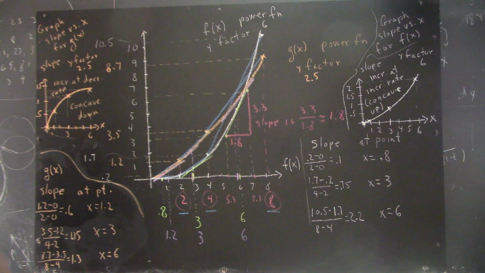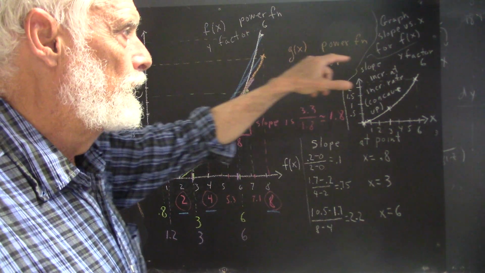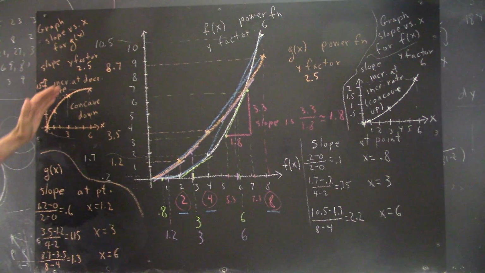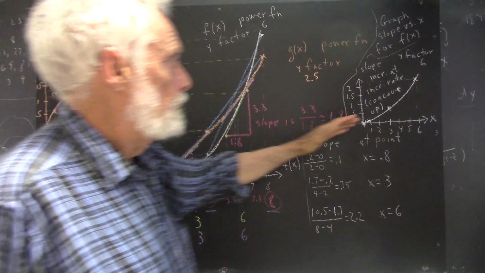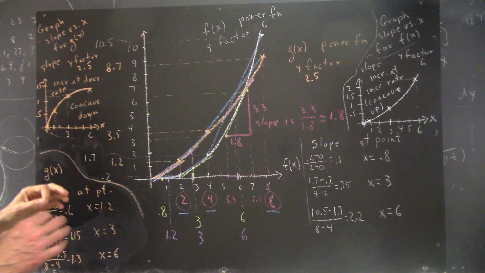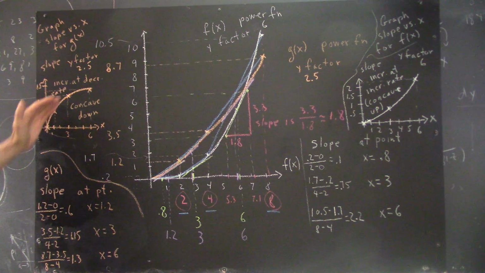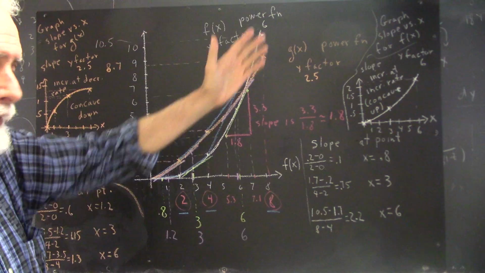We should be able to conjecture something here. Think about what you could conjecture. What's going to happen if you change the y factor gradually from 2.5 to 6? You're going to go from a graph that looks like this to a graph that looks like this. So the graph of the slope of the tangent line will go from concave down to concave up.